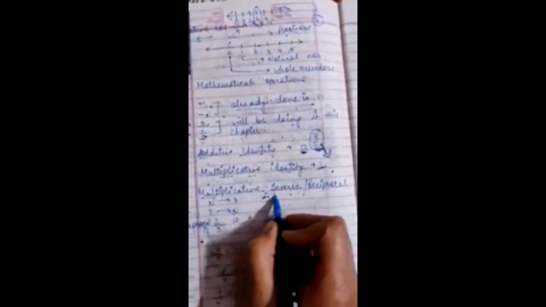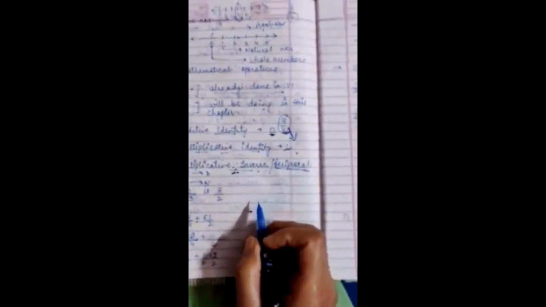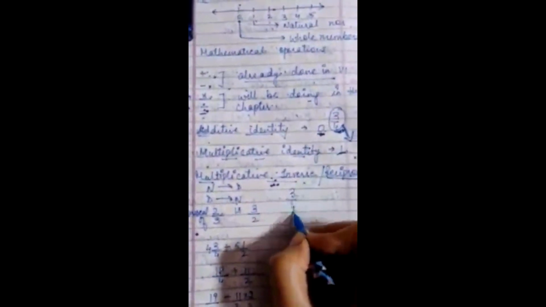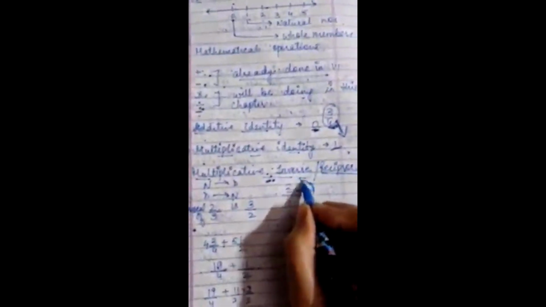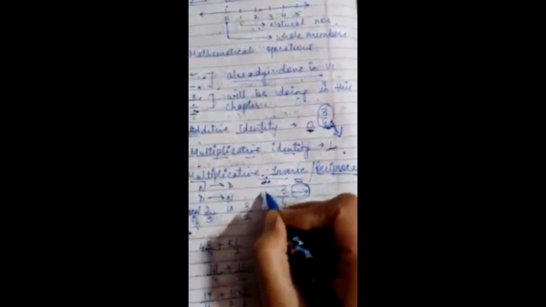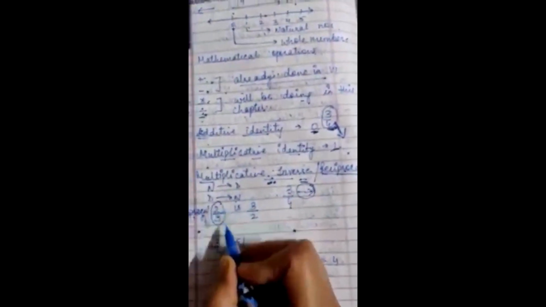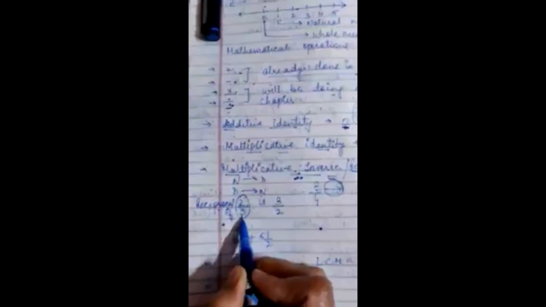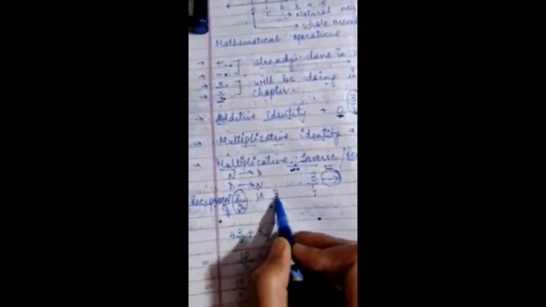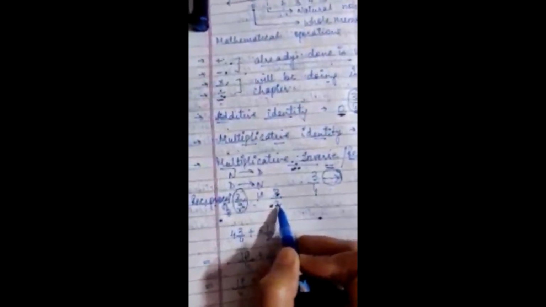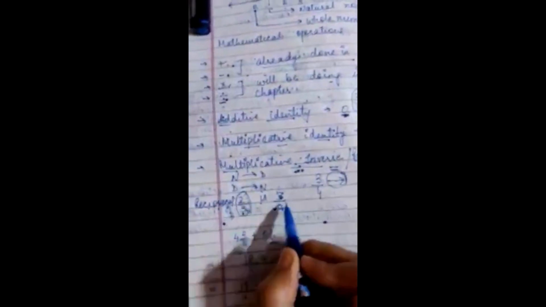Then multiplicative inverse and reciprocal are both the same. Suppose I take the same fraction 3 by 4. Its reciprocal would be, one thing to be noted here, do not put an equals sign. You have to write reciprocal. Suppose here I have taken an example 2 by 3. So I write the reciprocal of 2 by 3 is 3 by 2. In this case, the numerator becomes the denominator and the denominator becomes the numerator. So 2 by 3 has become 3 by 2.